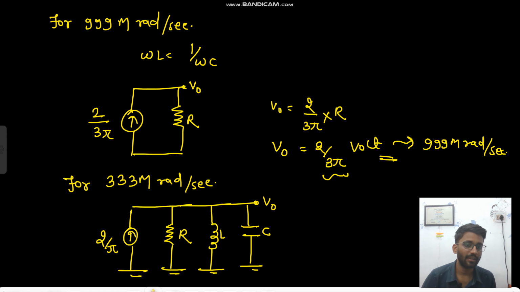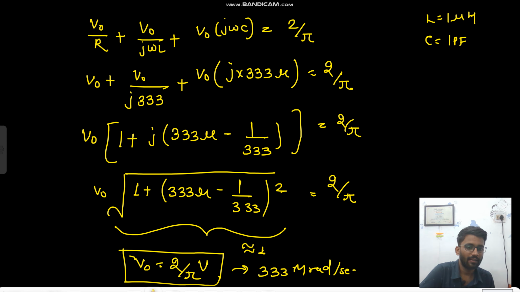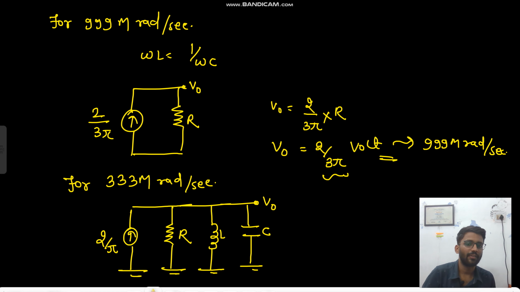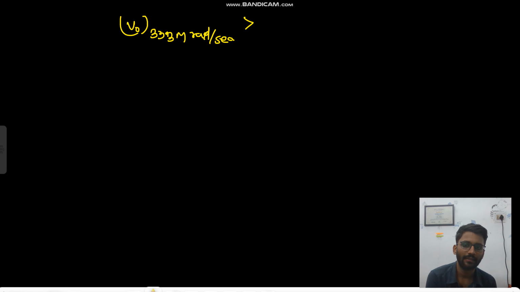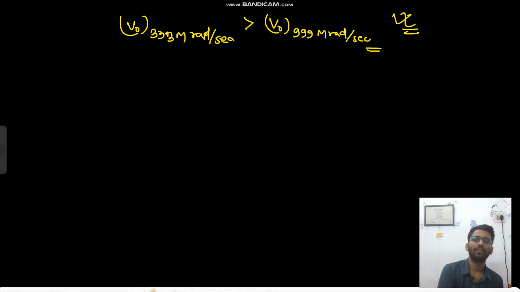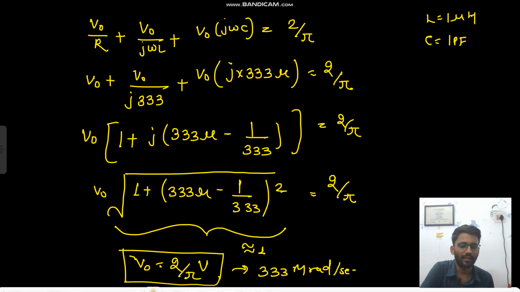So at 333 mega radian frequency, you have this V naught, while at 999 mega radian frequency you had this V naught. So which is larger? So your V naught at 333 mega radian per second is larger than your V naught at 999 mega radian per second. Okay, so this is the case.